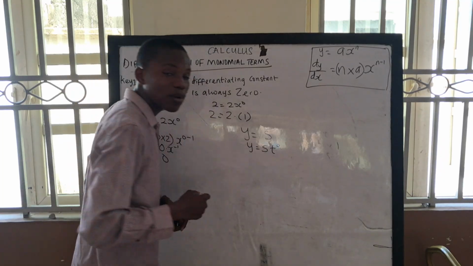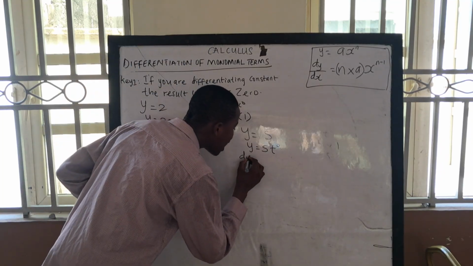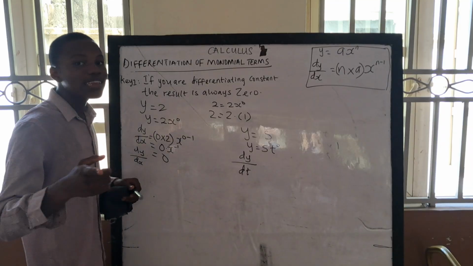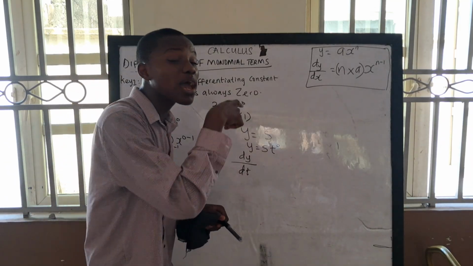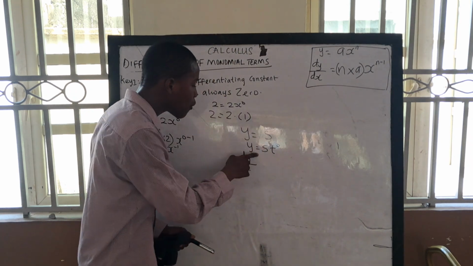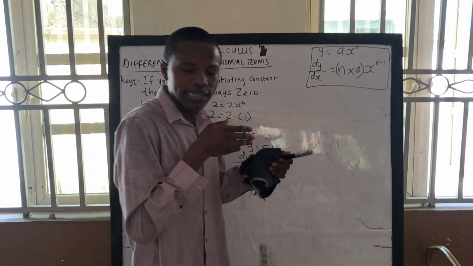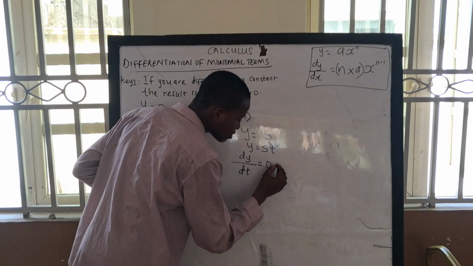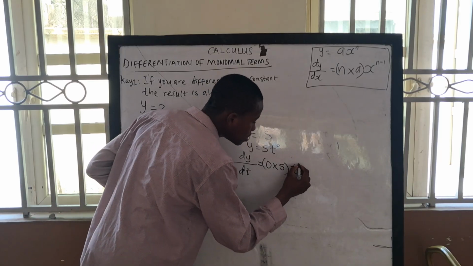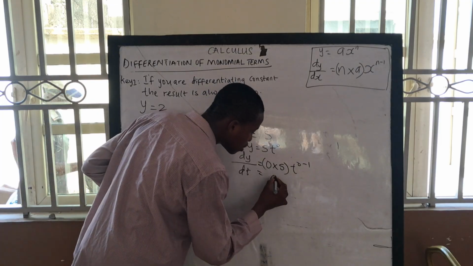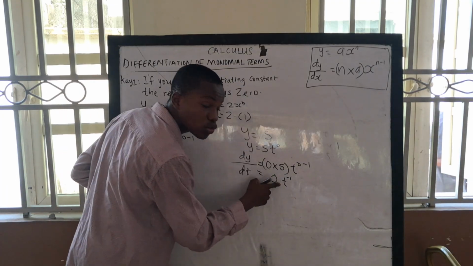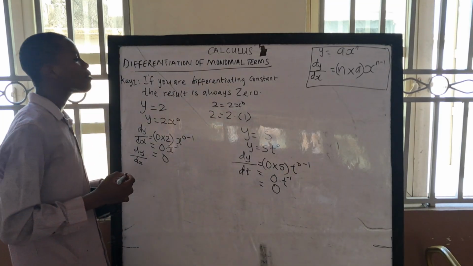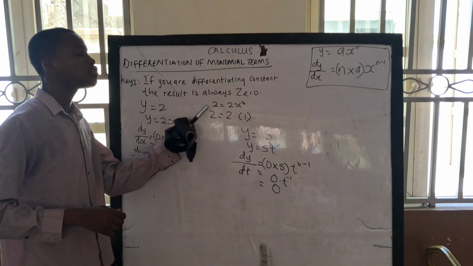So I'm having y equals to 5t raised to power 0. That means I'm having dy divided by dt. No longer dy dx. It was dy dx because my y was dependent on x. But now my y is dependent on t. So that's dy dt. The same thing applies. So I'm having 0 times 5, t raised to power 0 minus 1. I know that 0 times 5 is 0. T raised to power 0 minus 1, remember this dot means times. So I'm having 0 times this, which is 0. So you can confirm that if you are differentiating a constant, the result is always 0.